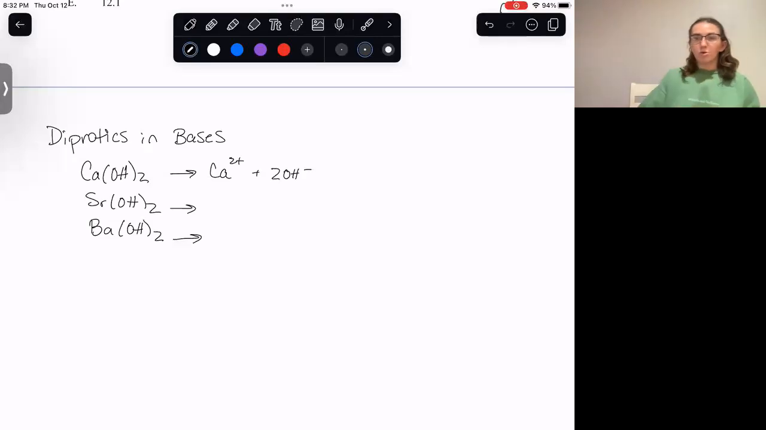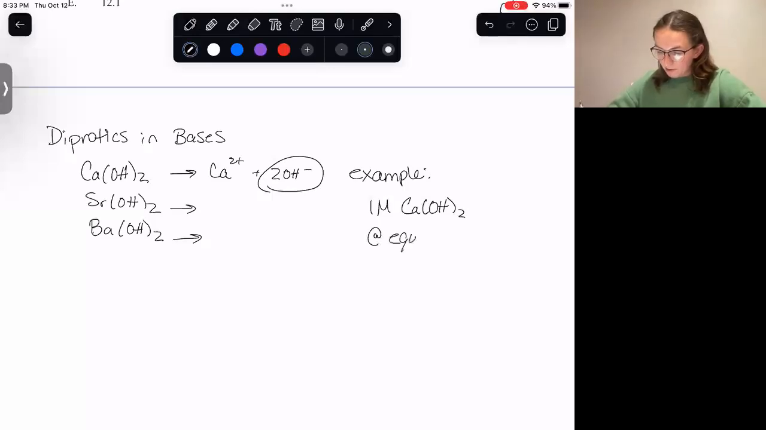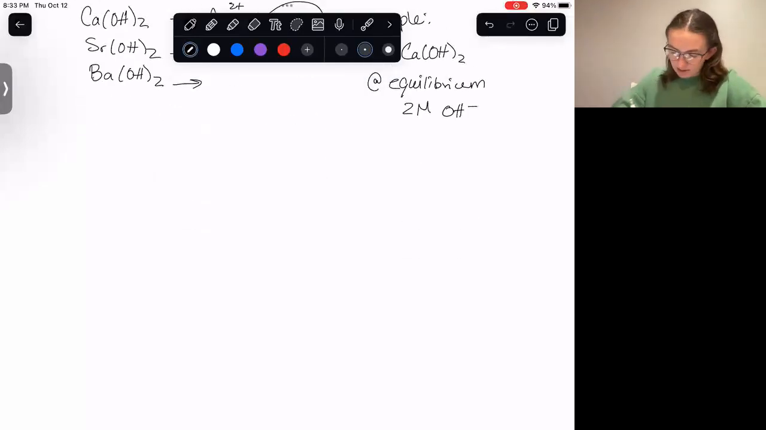This is important because if you have a concentration of your initial strong base, that means your hydroxide concentration is going to be twice that amount, which is what you need to use for your pH. So if you start off with 1 molar calcium hydroxide, then at equilibrium you have 2 molar hydroxide ion concentration. Where we mostly see this is diprotics in acids.